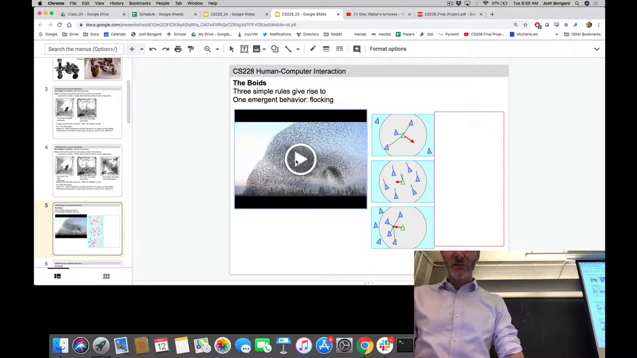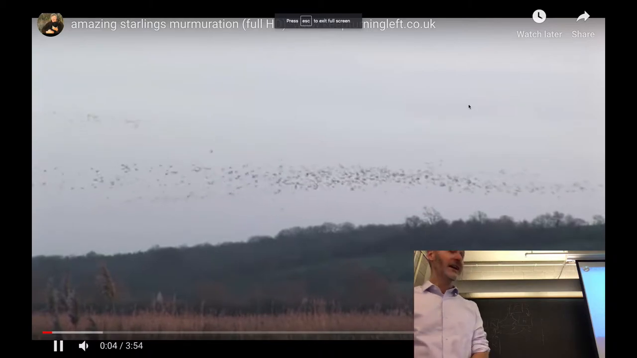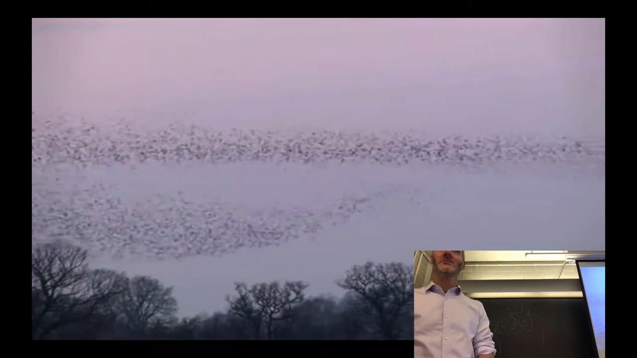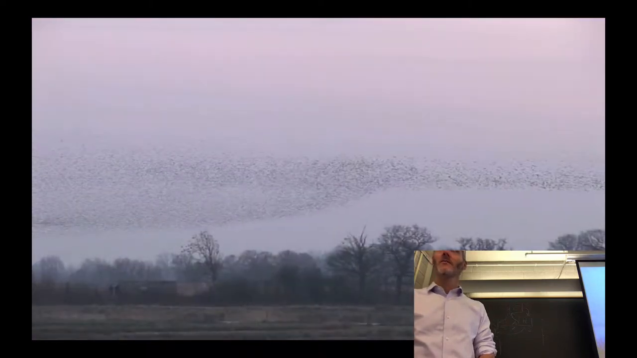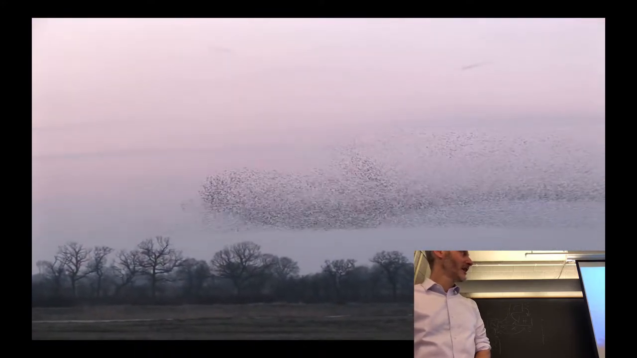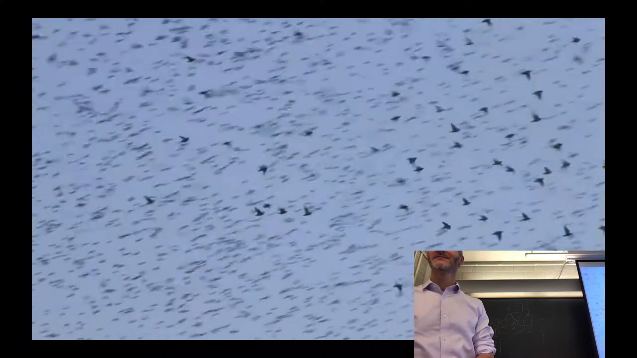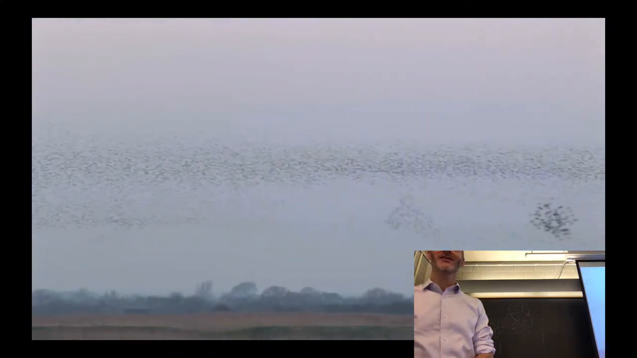Nature has already solved this problem wonderfully by inventing flocking and herding and schooling. Anybody know what particular species of bird this is? These are starlings, right? Which are wonderful at performing very large scale collective behaviors without bumping into one another. Has anyone been able to pick out of the flock here the lead starling? Which one is deciding which way they all go?